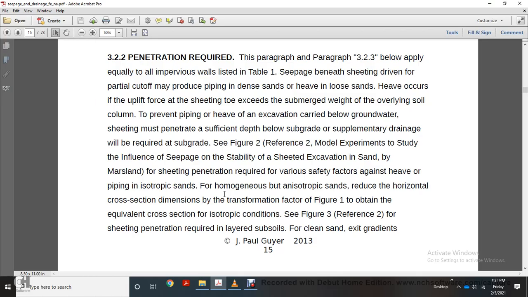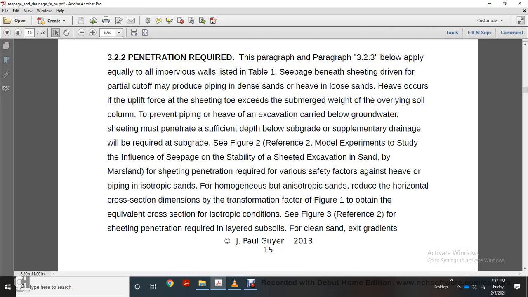To prevent piping and heave, with the excavation carried below groundwater, sheeting must be penetrated to a sufficient depth below the subgrade, or a supplementary drain will be required at the subgrade, as in figure 2. Reference is made to the model experience, a study of the influence of seepage on stability of the sheet of excavation in sand by Miller's land.